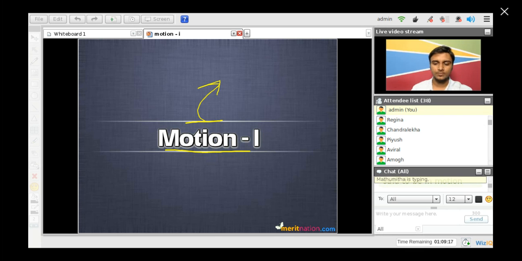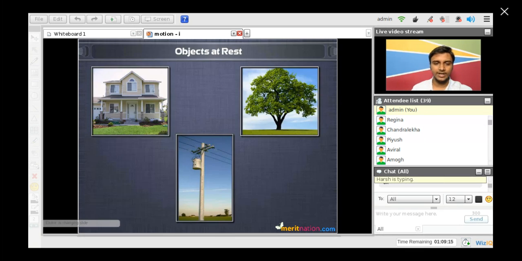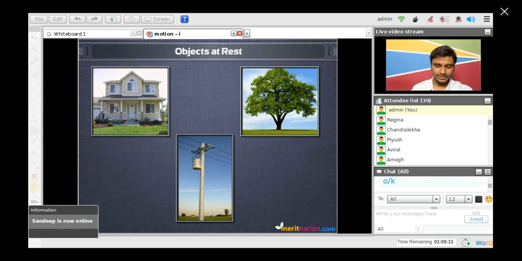Let's go ahead and talk about rest. The position that is rest. So what is rest?